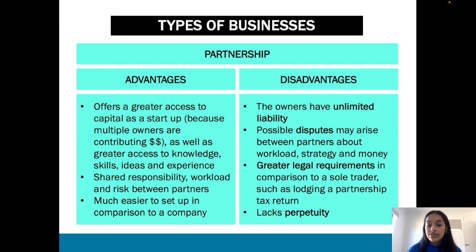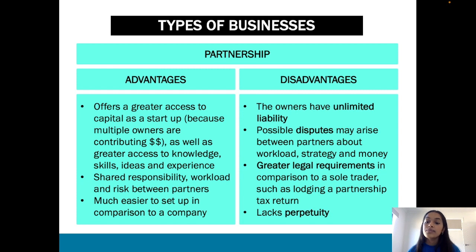There's also now shared responsibility, workload, and risk between partners. So there isn't one person who's responsible for everything. All the partners sort of have that shared responsibility, and so it might be easier to manage. And then it's also much easier to set up in comparison to a company. Disadvantages is that the owners have unlimited liability, so their personal assets will be seized in the case that the business goes into debt. And this is a really key disadvantage.